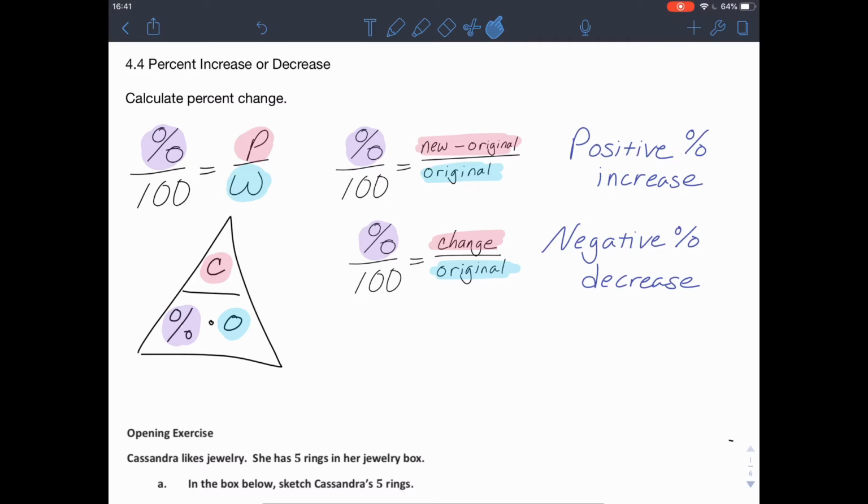Our percent then can tell us how much our amount increased if it is positive, or how much it decreased if it is negative. So if we had a smaller new and a larger original, then we would have a negative number for our change, which would be a decrease.